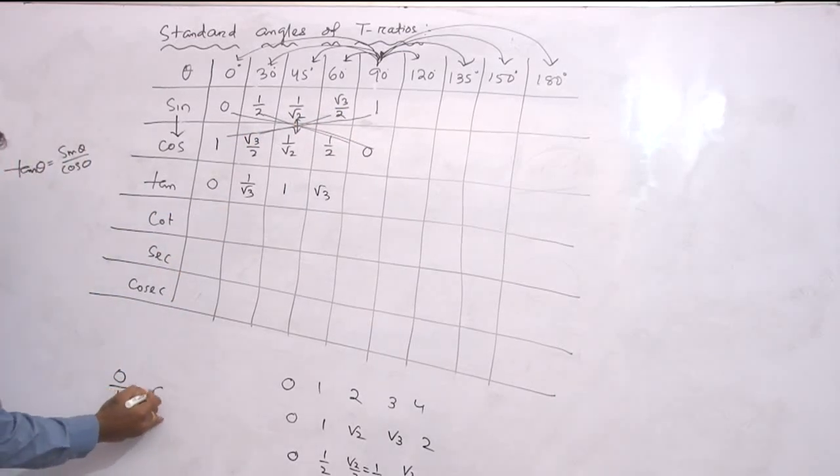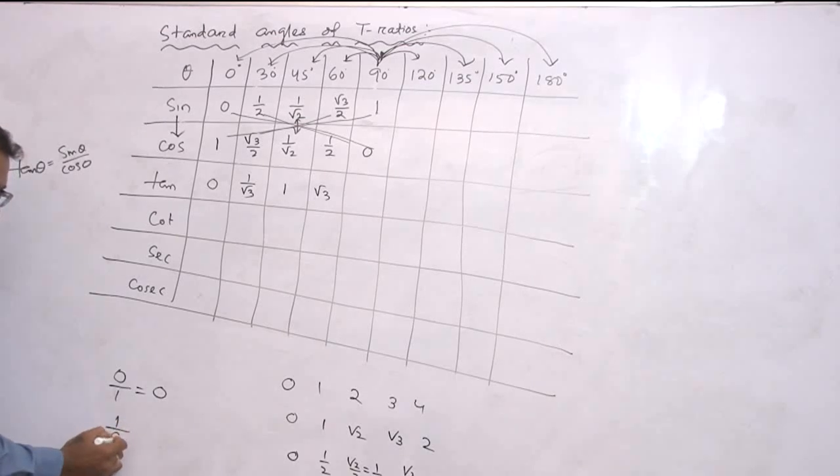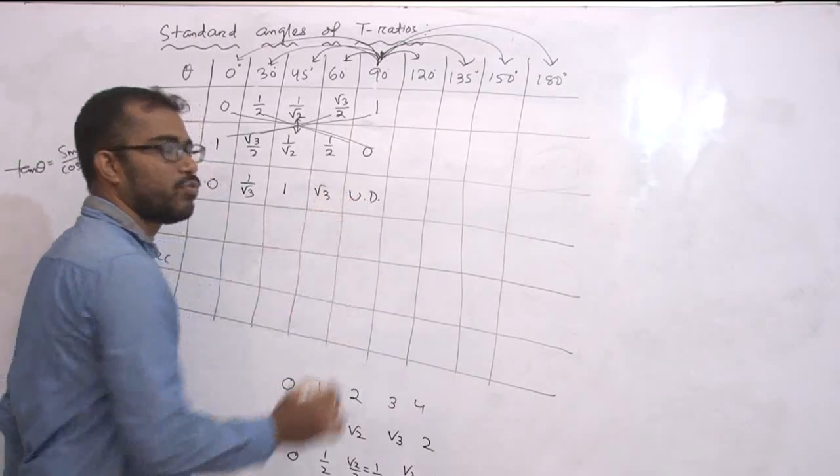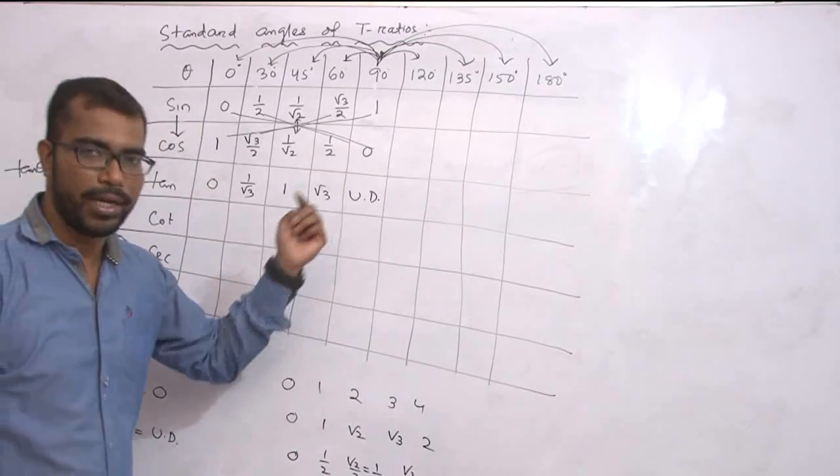0 by 1 is equal to 0, as you know. But something by 0 is undefined. You cannot define it. So UD, we write it UD. UD means undefined. You can write it.